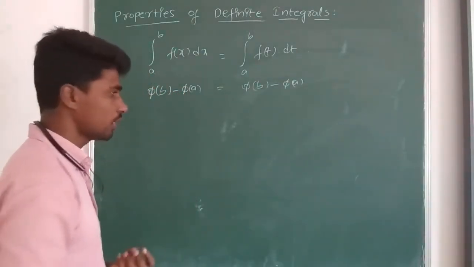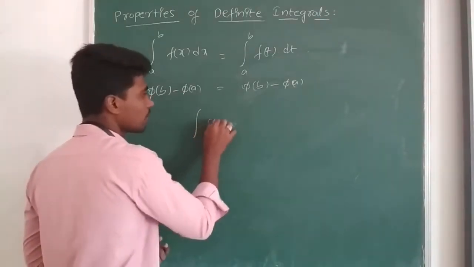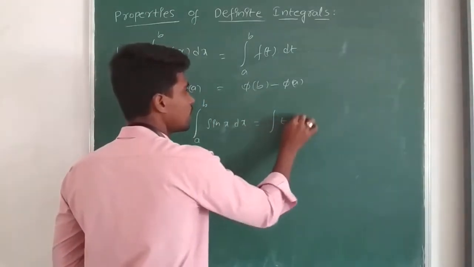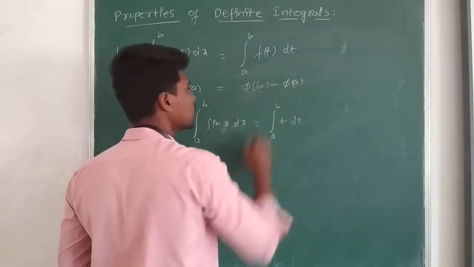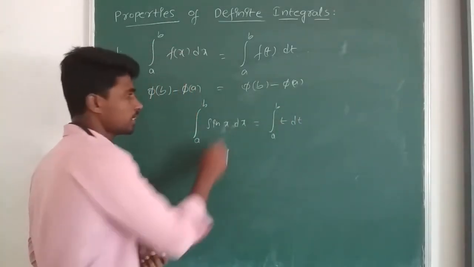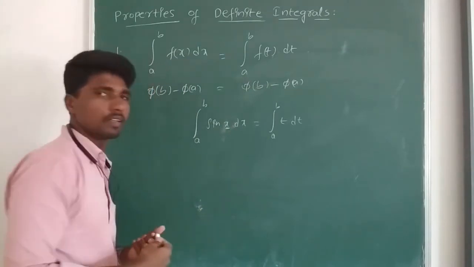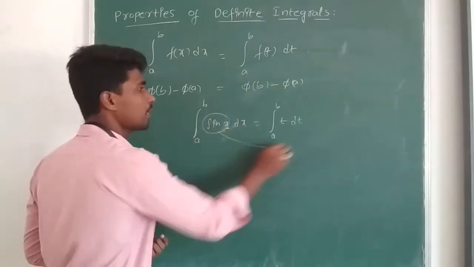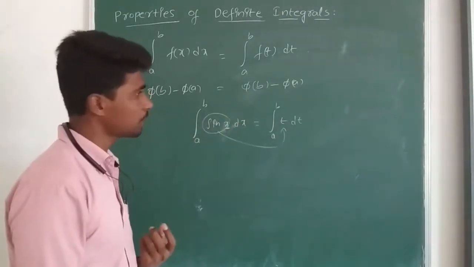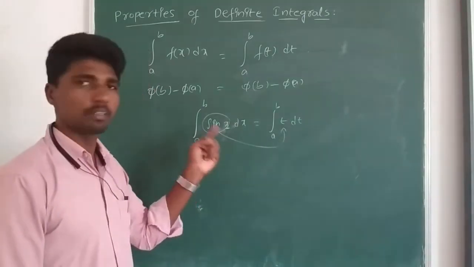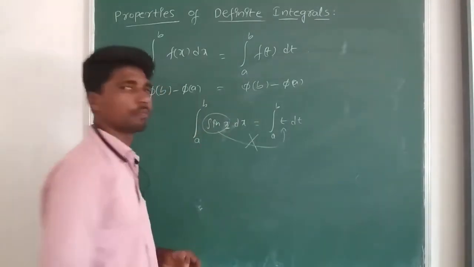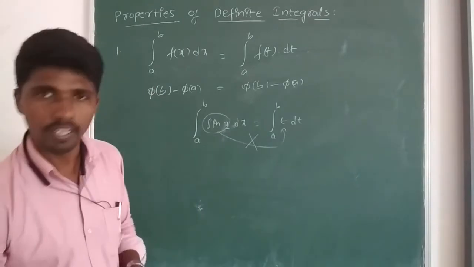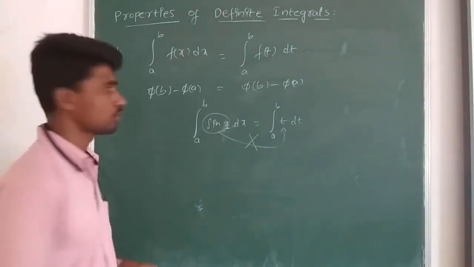But if the function is given as the integral of sin x dx, and I change it to the integral of t dt, it doesn't make sense. Why? Here the variable is x, so you can change x to some other variable t, p, q, or s. But here I have sin x, and if I replace sin x by t, there will be a change. So this doesn't make any sense. It's a wrong assumption. If you want to change the variable, you have to change only the variable, not the function. Then it doesn't affect the value. So this is the first property.